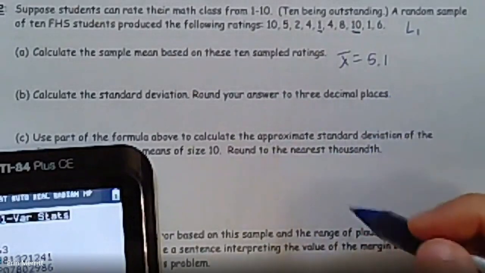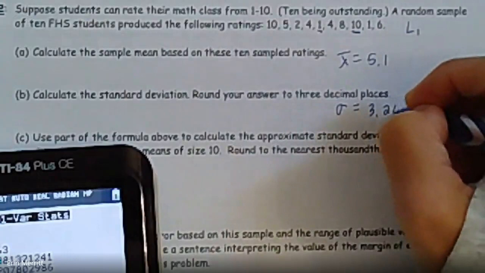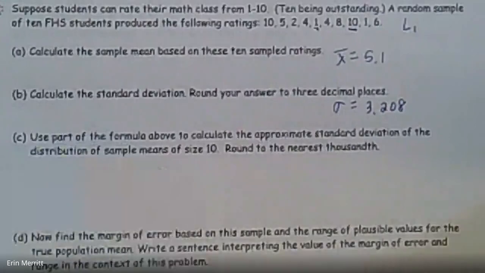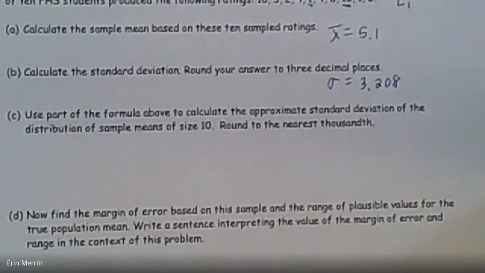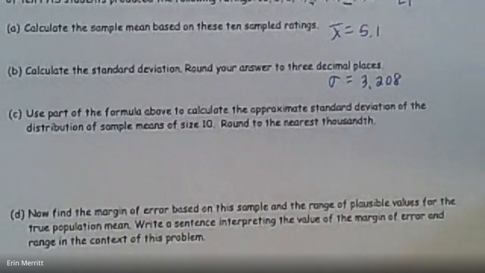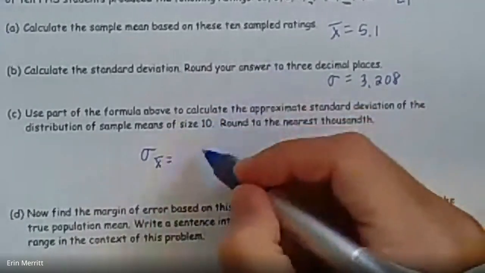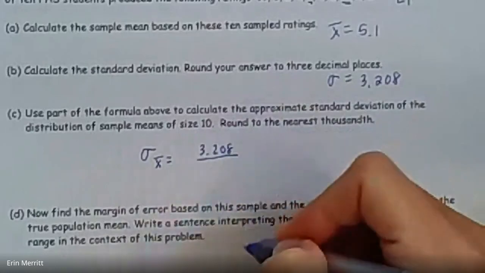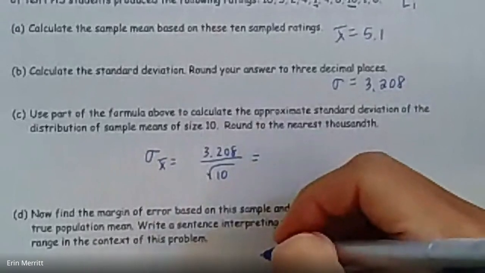All right. Calculate the standard deviation. So the standard deviation here, the little sigma, is 3.208. And then the next part says use the part of the formula above to calculate the approximate standard deviation for the distribution of sample mean size 10. That means we take that 3.208 and divide it by the square root of 10, and that should give us our answer.